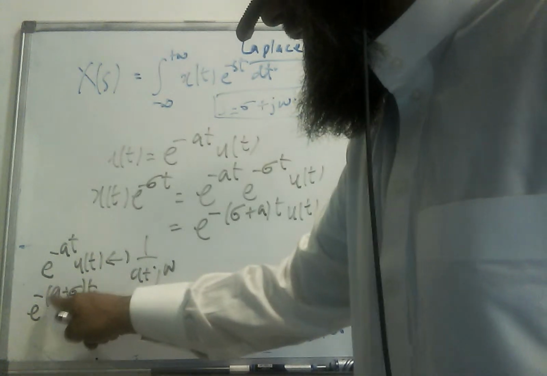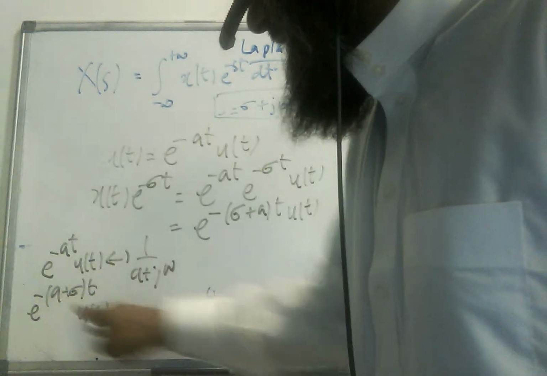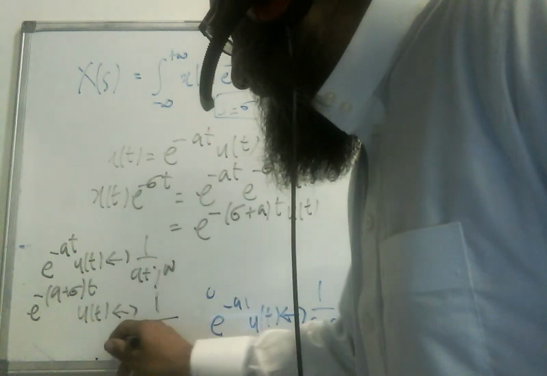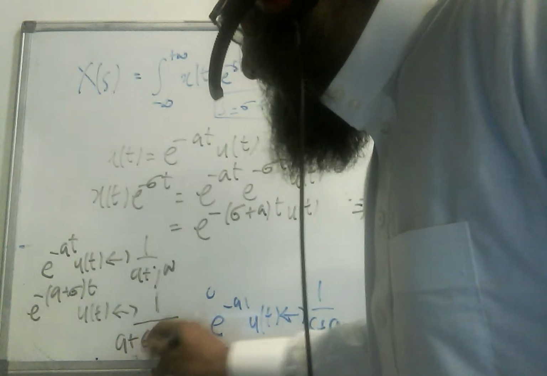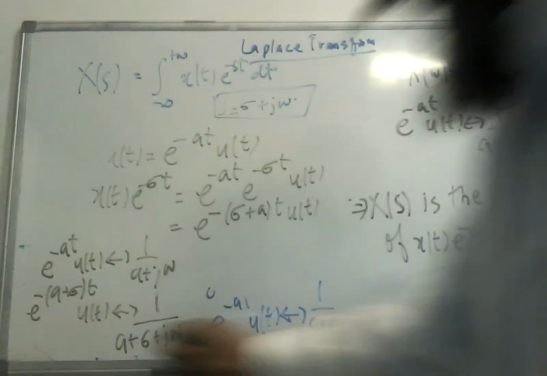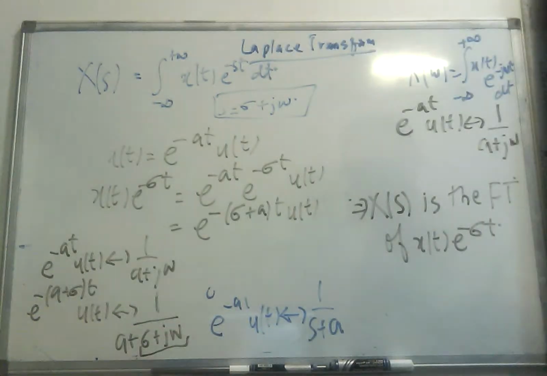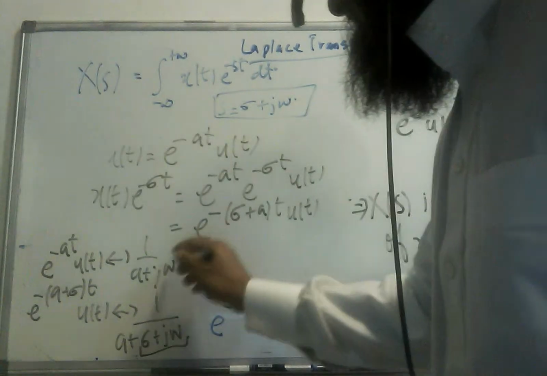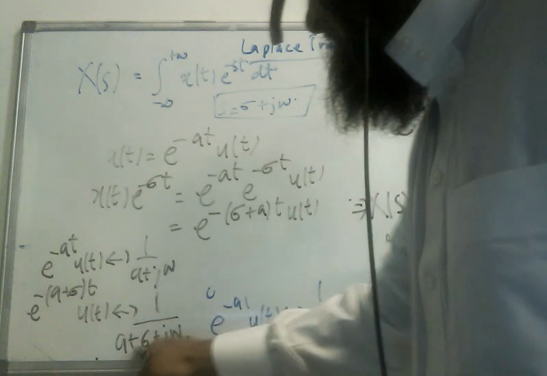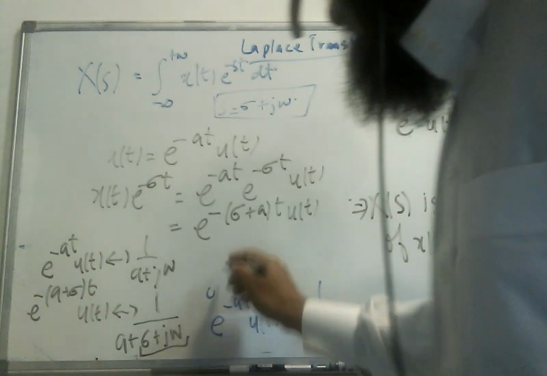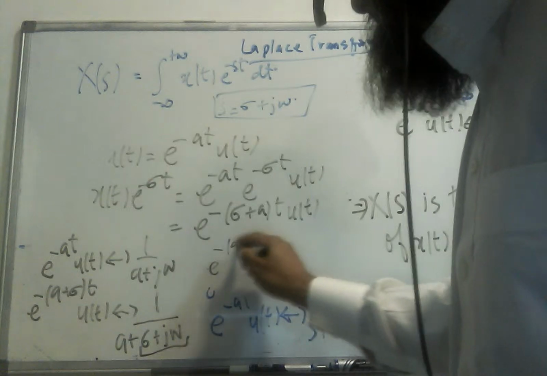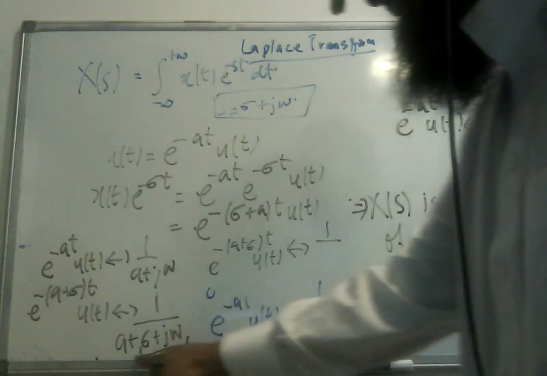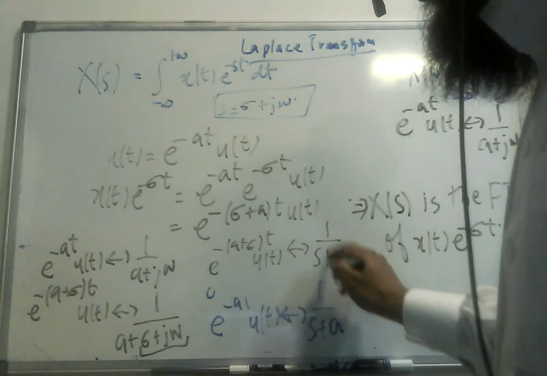So if I change a to a plus sigma, then the change will be a plus sigma plus j omega. Now, what is sigma plus j omega? Sigma plus j omega is s. So which means that e raised to the power minus a plus sigma t u of t, the Laplace transform is 1 over s plus a.